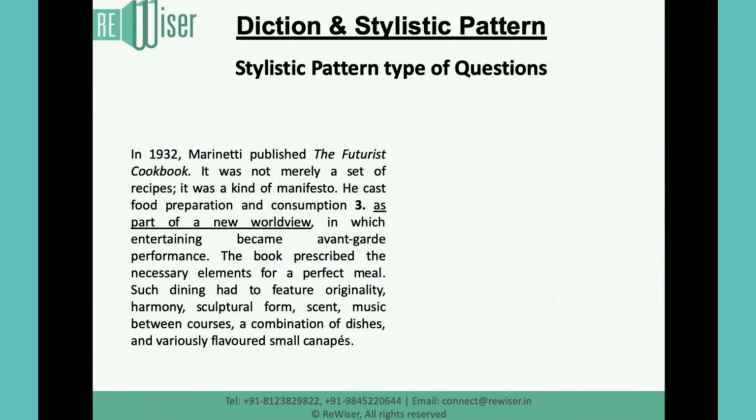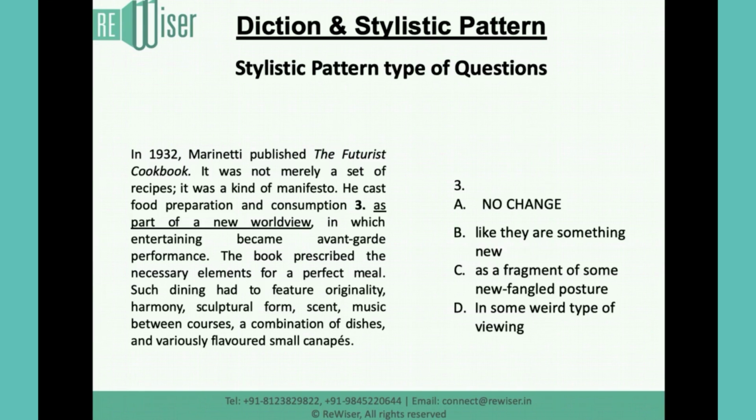In 1932, Marinetti published The Futurist Cookbook. It was not merely a set of recipes. It was a kind of manifesto. He cast food preparation and consumption as part of a new worldview in which entertaining became avant-garde performance. The book described the necessary elements for a perfect meal. Such dining had to feature originality, harmony, sculptural form, scent, music between courses, a combination of dishes and variously flavored small canapes. Now, the options.